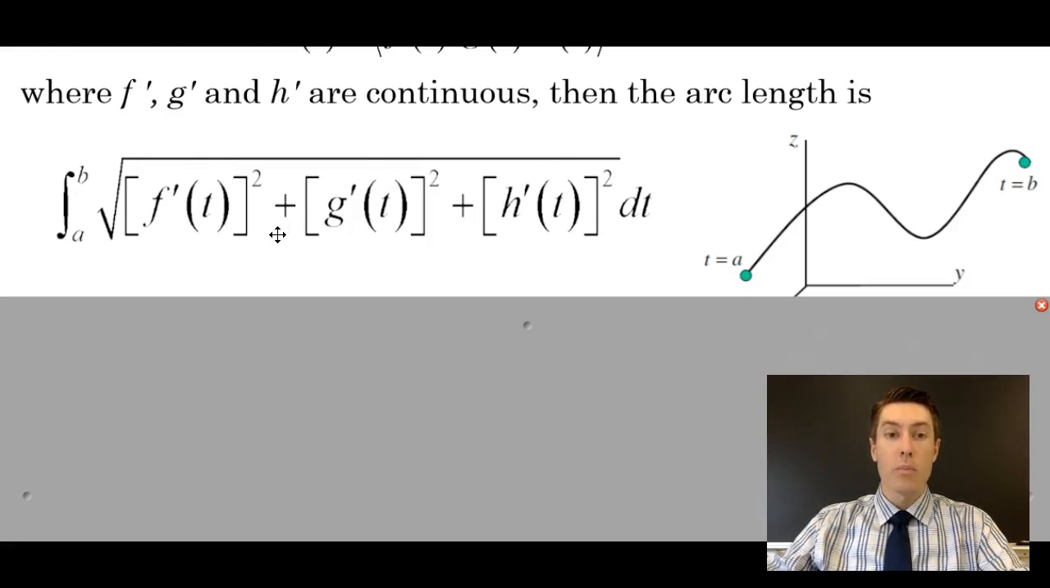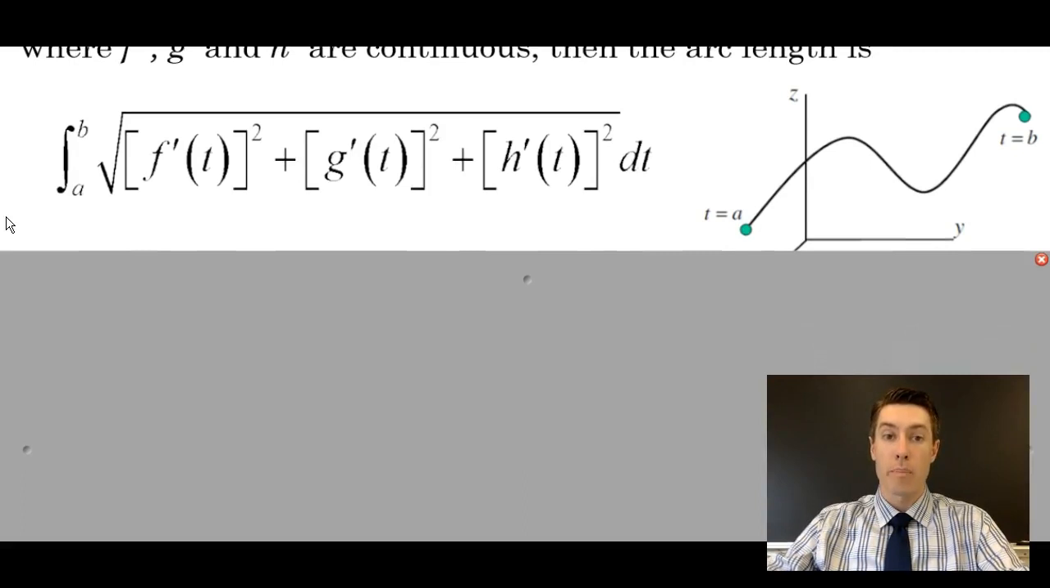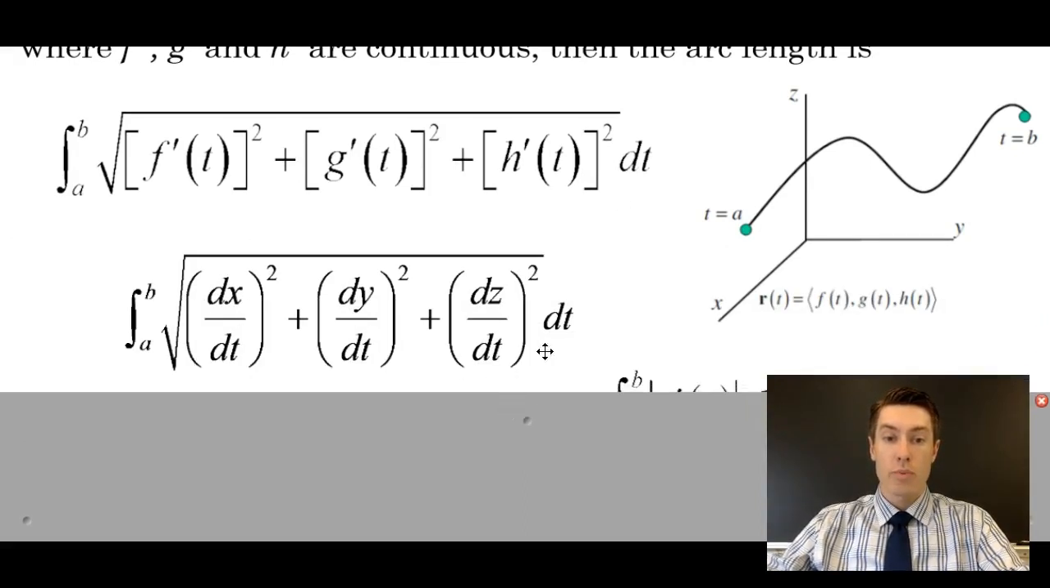Now this may look a little more familiar to you parametrically, because a vector-valued function is just a parametrically defined function. This expression of the arc length might look more familiar, where f prime is represented as dx/dt squared, the derivative of the x component with respect to t, and then dy/dt and dz/dt as well. This is just putting it in a form that might be more familiar from our work in single variable calculus.